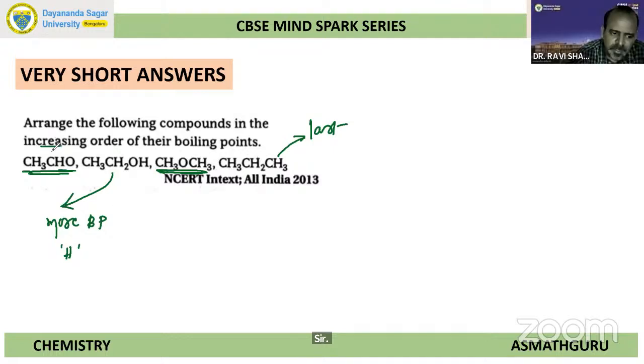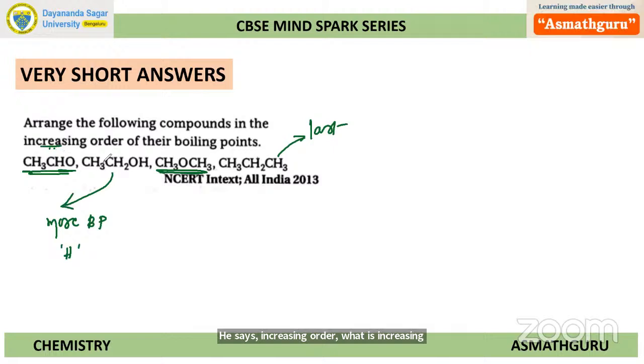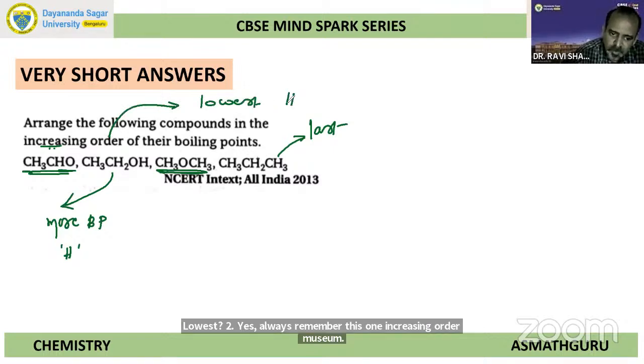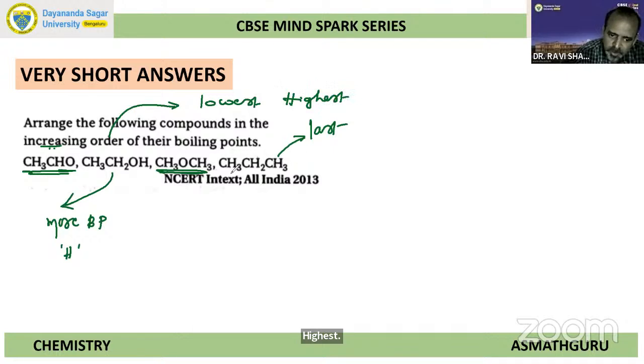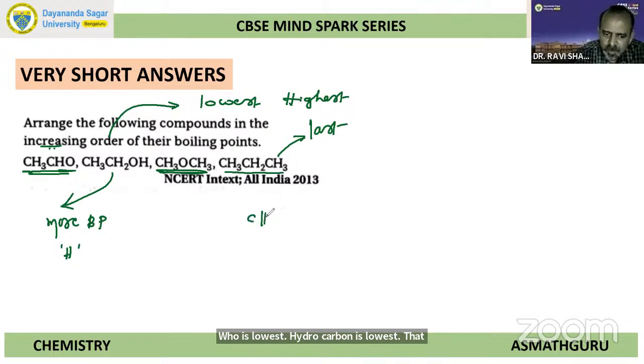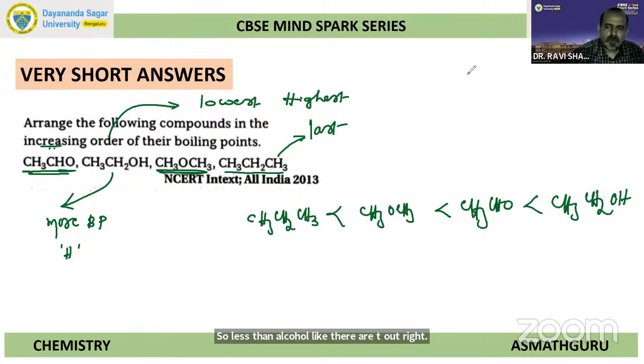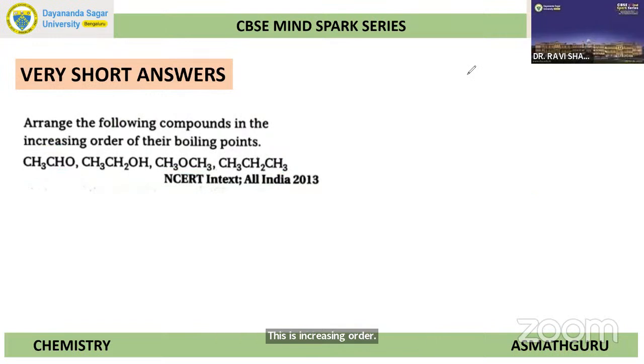It says increasing order. What is increasing order? Lowest to highest. Always remember this one. Increasing order means lowest to highest. Who is lowest? Hydrocarbon is lowest. That means it should come first. CH3CH2CH3. You write it like this: lesser than ether, lesser than aldehyde, lesser than alcohol. This is the increasing order. Next one.